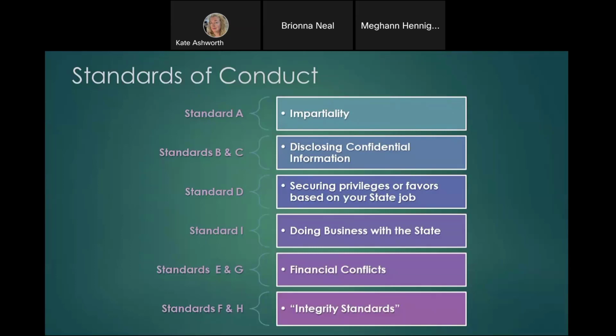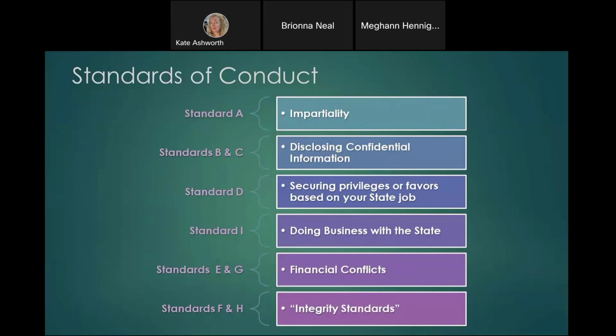All right. Standard F is regarding doing business with the state. This is about how you cannot contract for work with an entity that is licensed or regulated by your agency. Our example, you work for DOH and we have Acme Hospital, which is regulated by DOH. You would not be able to contract for work with Acme.